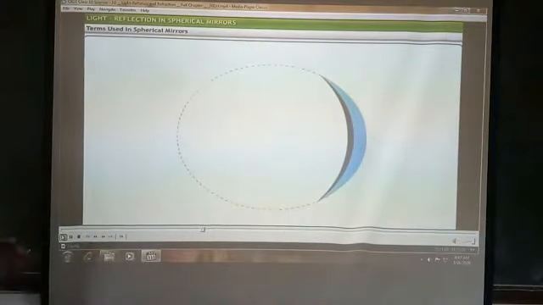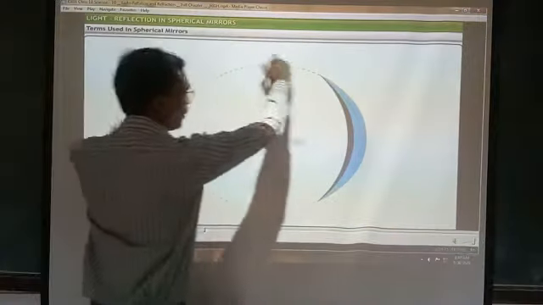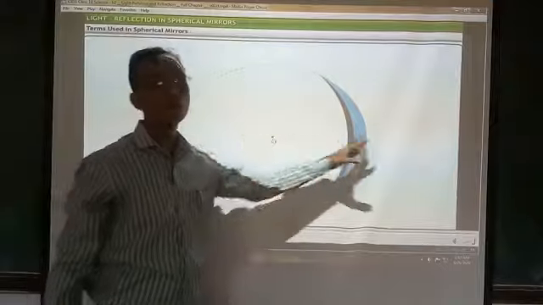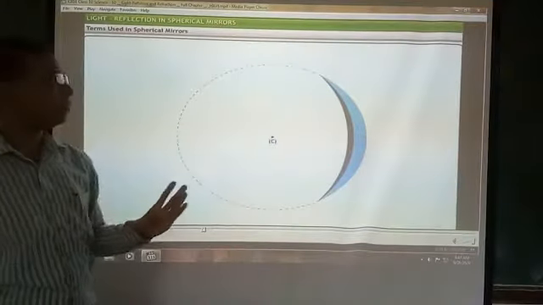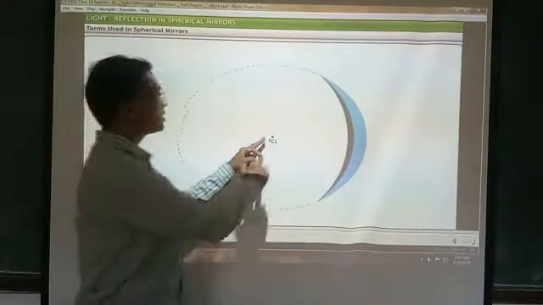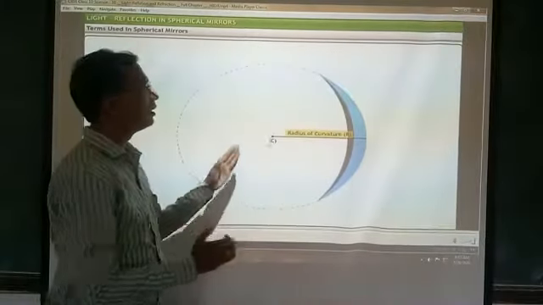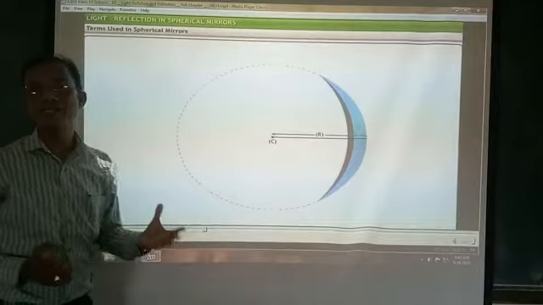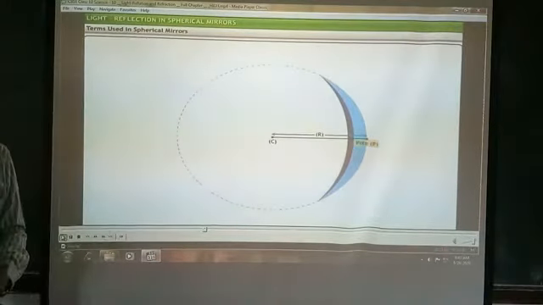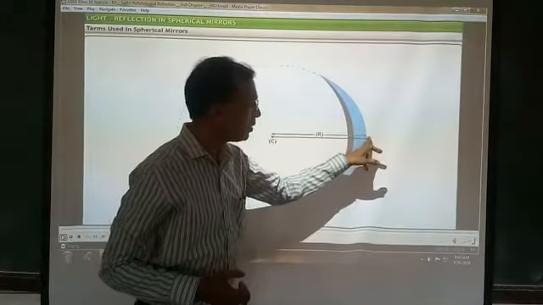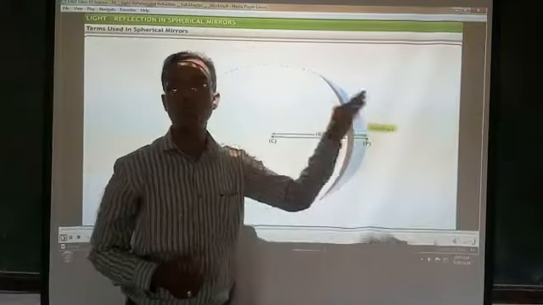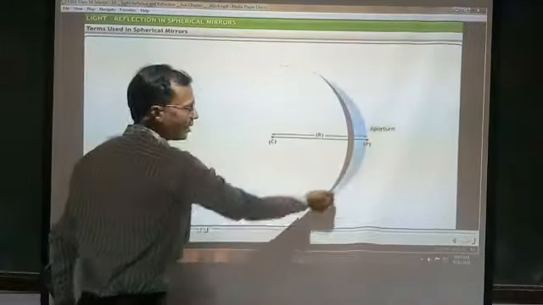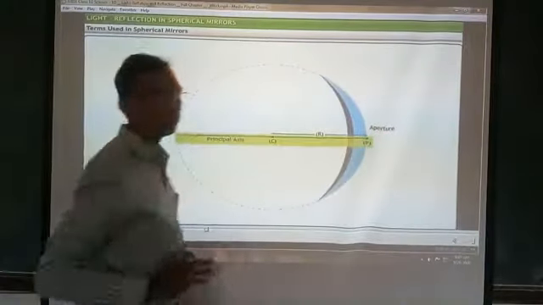Now, some terms are related to the spherical mirror, that is, the spherical shell. The center of the shell is known as the center of curvature of the given mirror. The distance between the center of curvature and the mirror is the radius of curvature, capital R. The center part of the mirror is known as the pole, and the diameter of the mirror is known as the aperture.